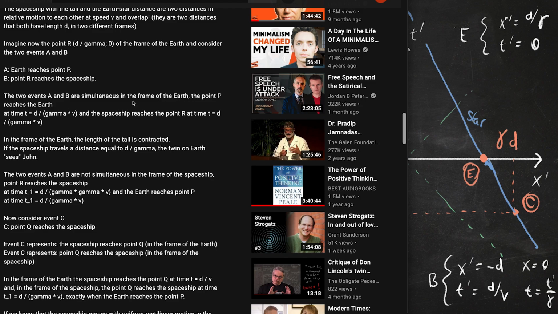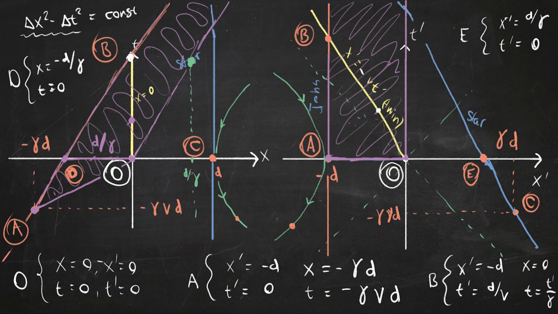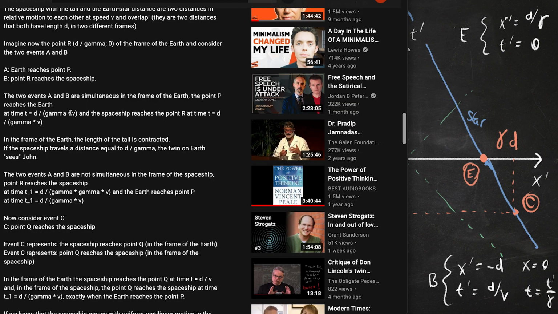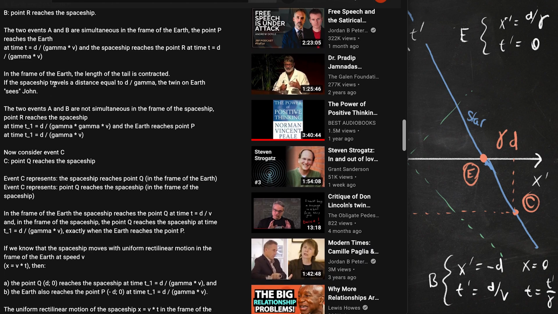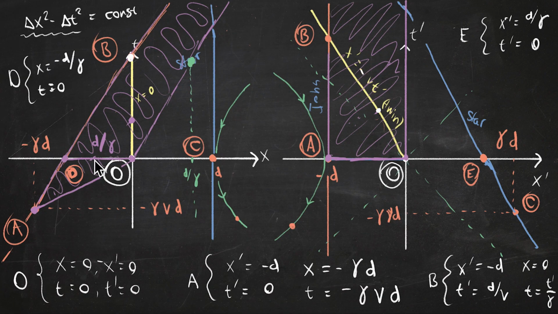So it's two events A, B, so the point P reaches the Earth in time d on gamma v. Yeah, that makes sense. You've got a distance d on gamma divided by v, yep. And the spaceship, yep, that all makes sense to me. In the frame of the Earth, the length of the tau is contracted. Yep, that's the d on gamma.